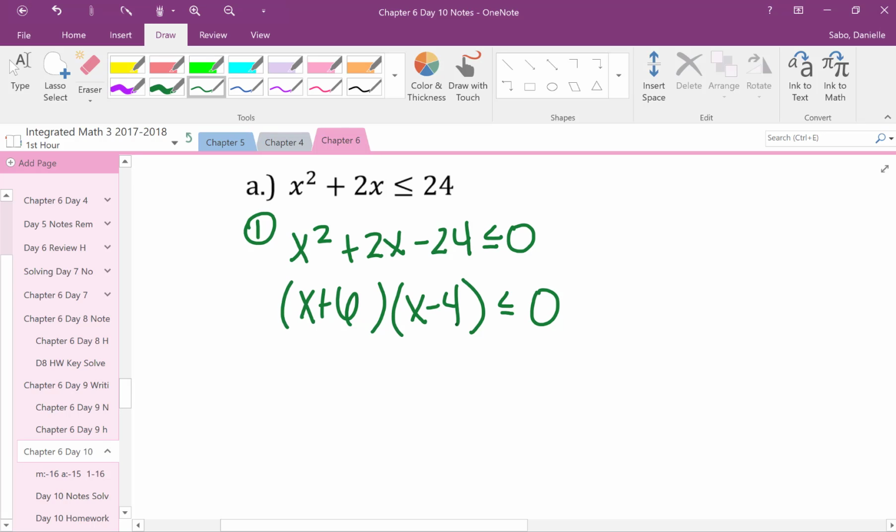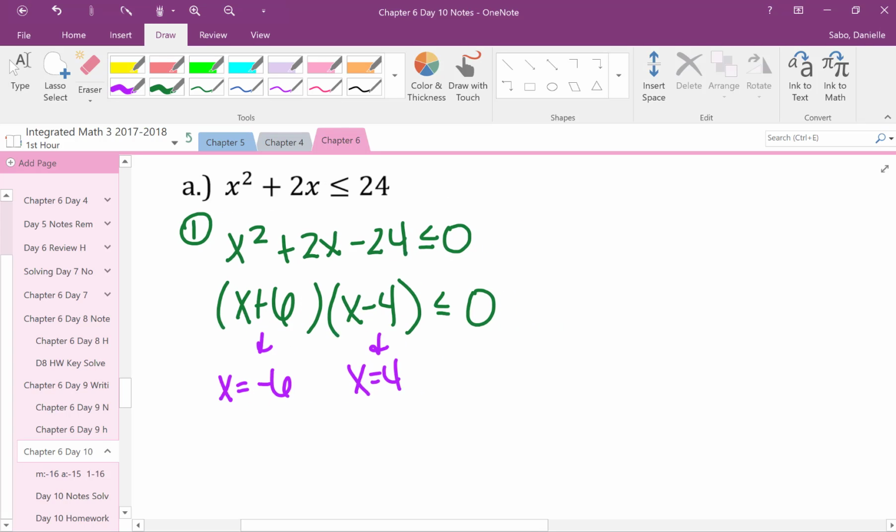Okay. Then again, we have to solve it. I need to find my zeros. What are my two zeros now? Negative 6, good, and positive 4. So those are my zeros. Those are going to be those x-intercepts on the graph.